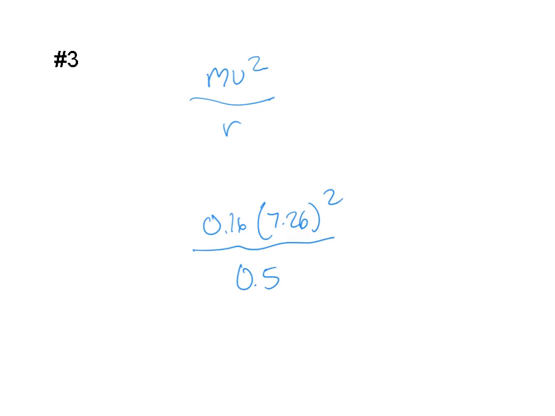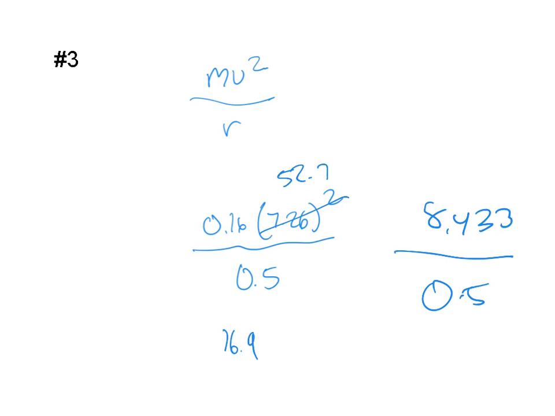And so all you're going to need to do really is do the math on this one. So if we take 0.16, I got my calculator here by me. I'll tell you what, let's square that first part. 7.26 squared is about 52.7. Okay, for that. And then if we take that times 0.16, we end up with about 8.433. And then we're going to divide that by 0.5. So really it's just a substitution problem, and we end up with about 16.9 units of force. That's what it's asking about for that one.